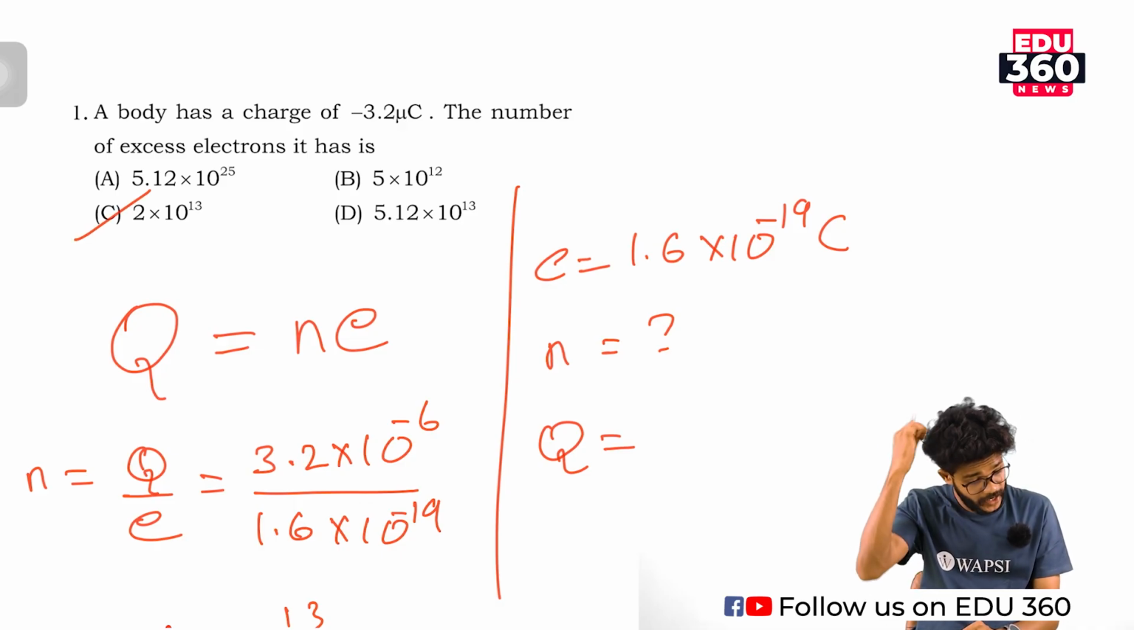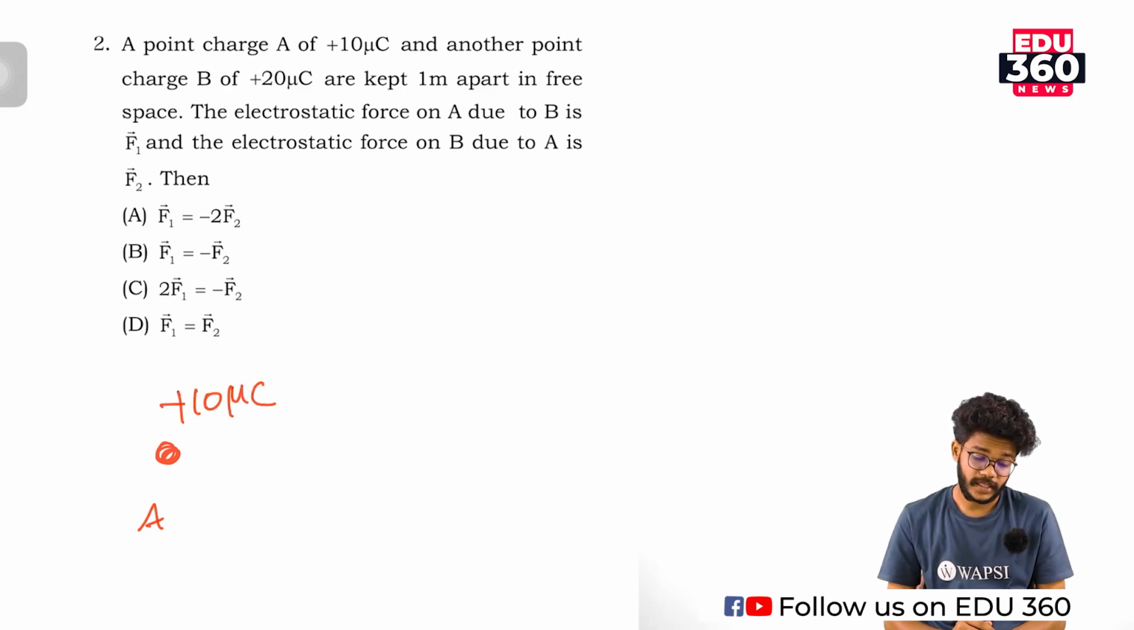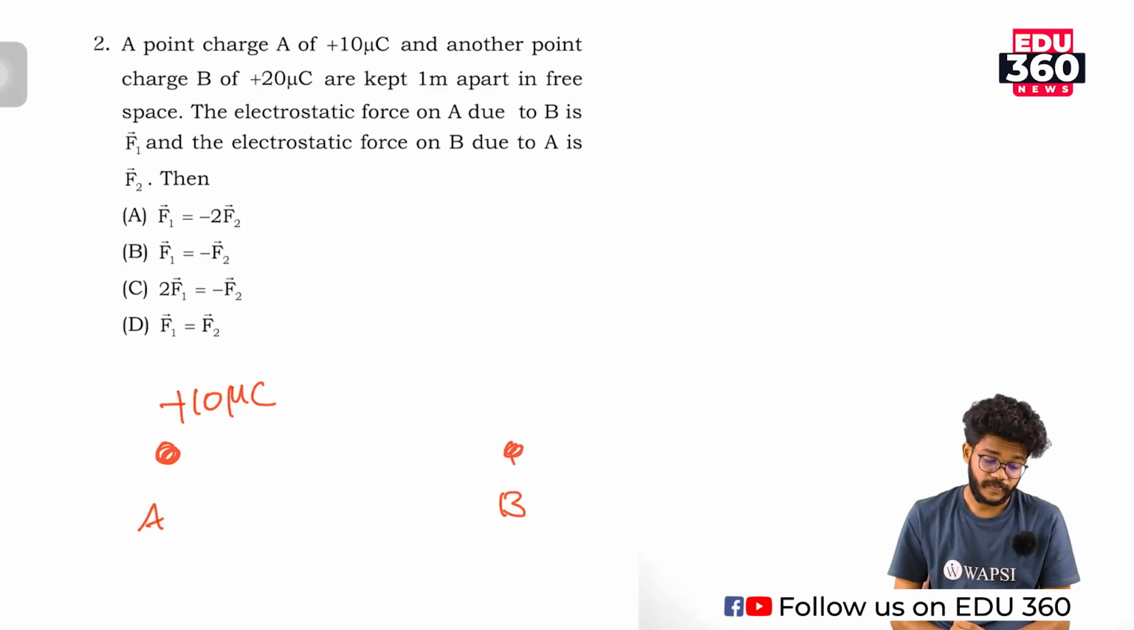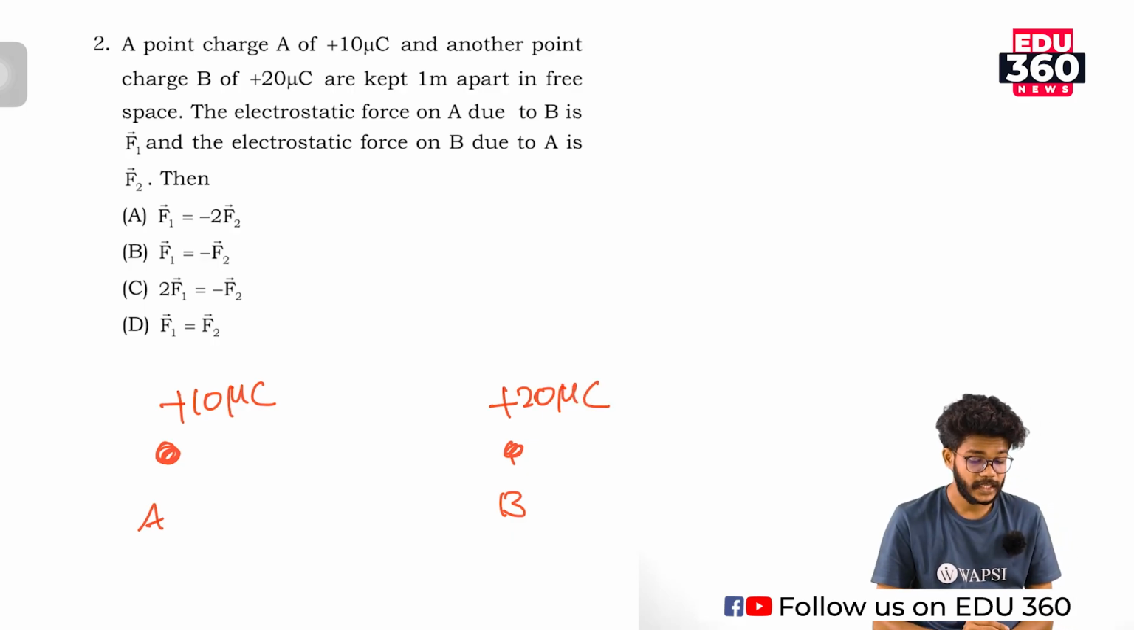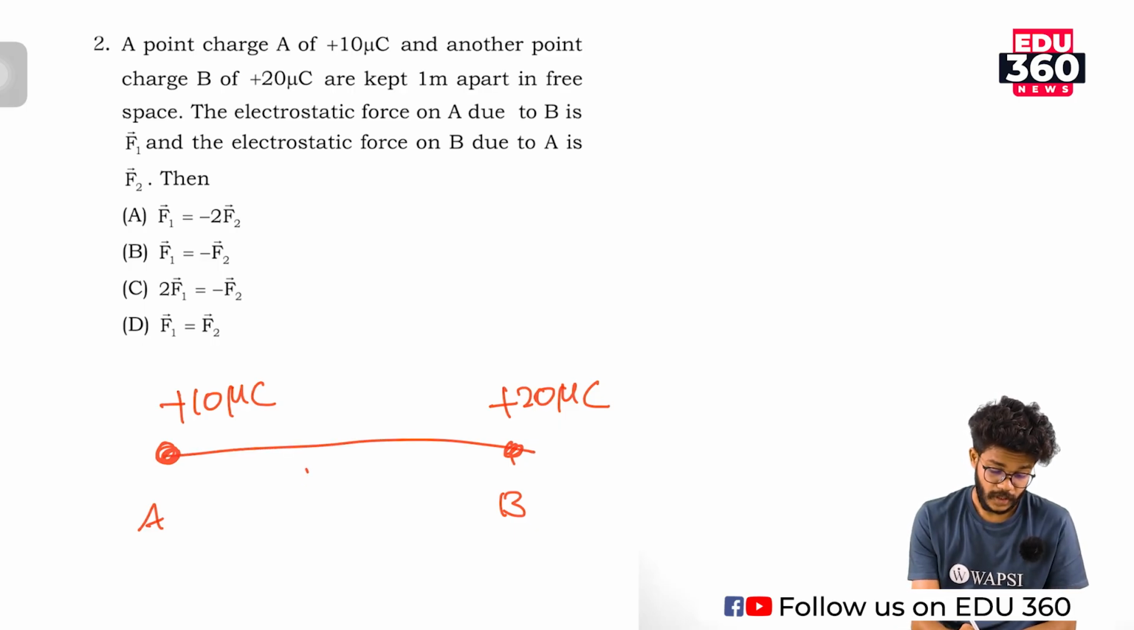Okay, so we can move to the second question. A point charge A of plus 10 microcoulomb, this is A, plus 10 microcoulomb, and another point charge B, this is B, of plus 20 microcoulomb, are kept 1 meter apart in free space. So this is 1 meter.